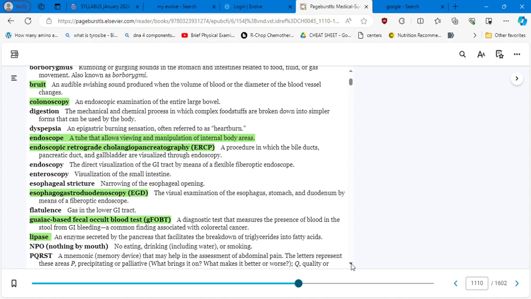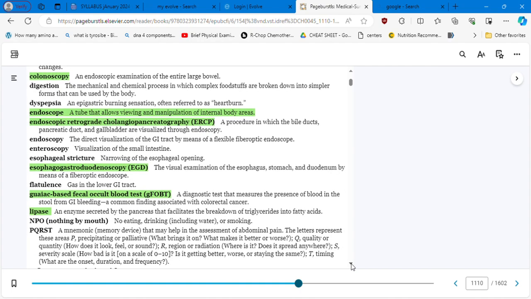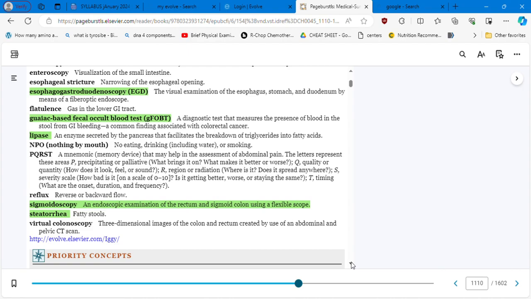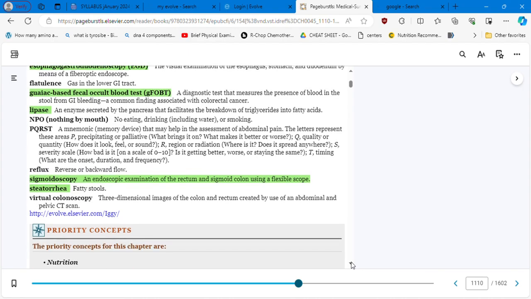We're going to talk about endoscopic retrograde cholangiopancreatography, ERCP, esophagogastroduodenoscopy, EGD, guaiac-based fecal occult blood tests, GFOBT, lipase, sigmoidoscopy, steatorrhea.